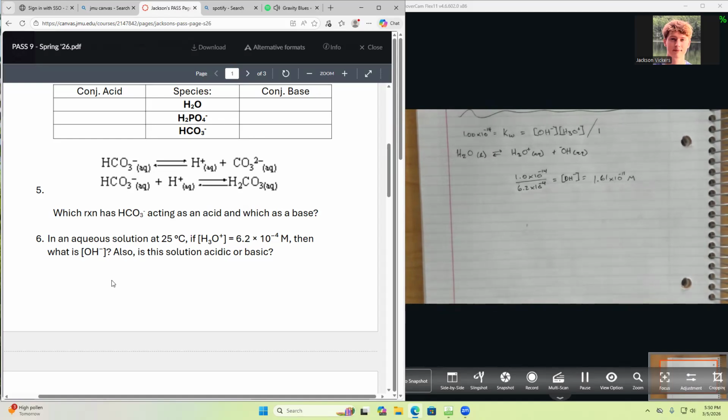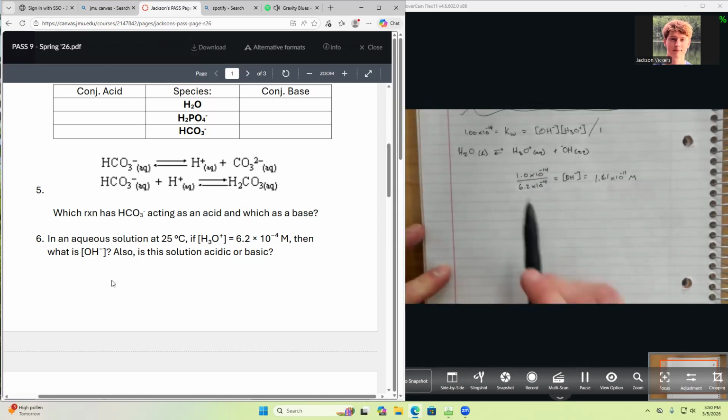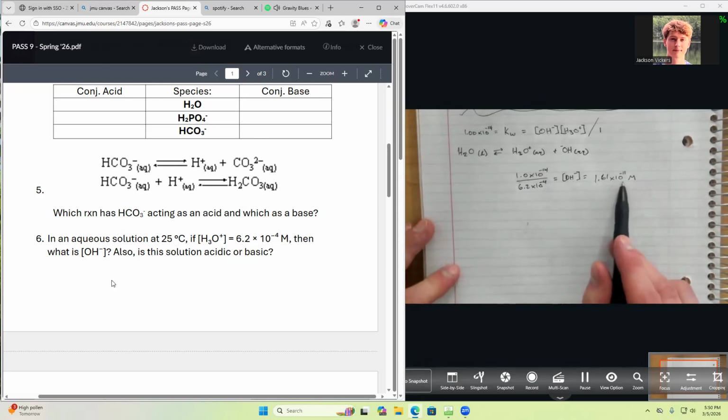We can find out if it's acidic or basic without even finding the pH, because we have a value for the concentration of H3O plus and a value for the concentration of OH minus. H3O plus is 6.2 times 10 to the minus 4, and OH minus is 1.61 times 10 to the minus 11. So this is way smaller than this one, right? So we have a lot more hydronium ion, meaning this is going to be acidic. Let me come take a look real quick.